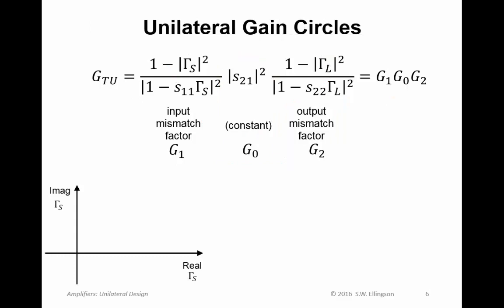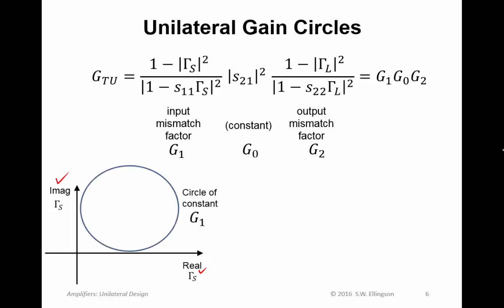So now I'd like to talk to you about unilateral gain circles. Recall the topic of gain circles has come up before in the context of available gain, where we had available gain circles. Well, unilateral gain circles are very similar. Here we're making a map, and this could be the Smith chart, a map of the real component of gamma sub S and the imaginary component of gamma sub S.